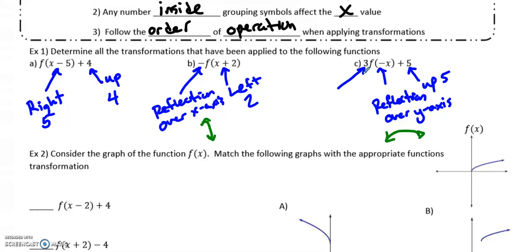And lastly, here I have a vertical stretch. It's a stretch of 3. This graph is going to go 3 times as high as the other graph. The total height is going to be stretched by a factor of 3. So we just take those places and we go through and look at what numbers are there and how they affect my initial graph.